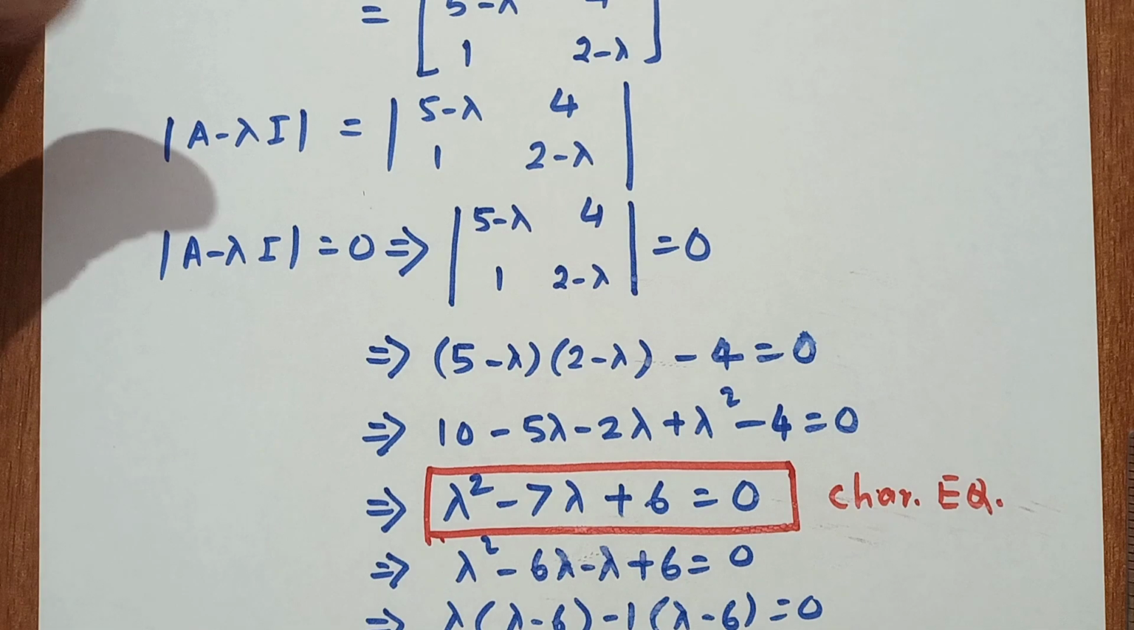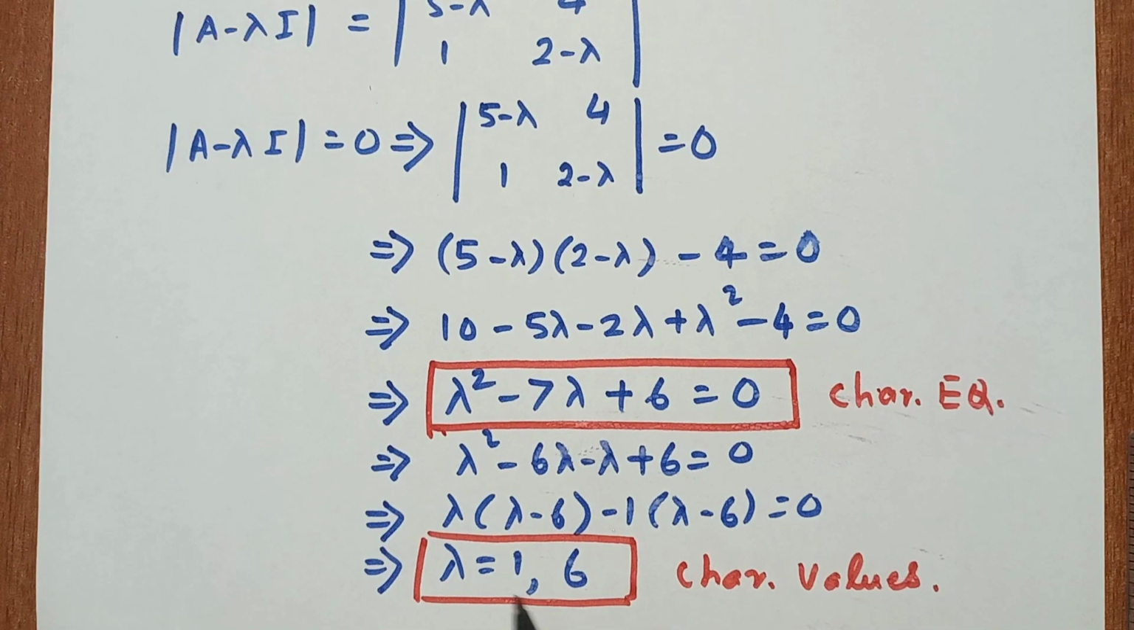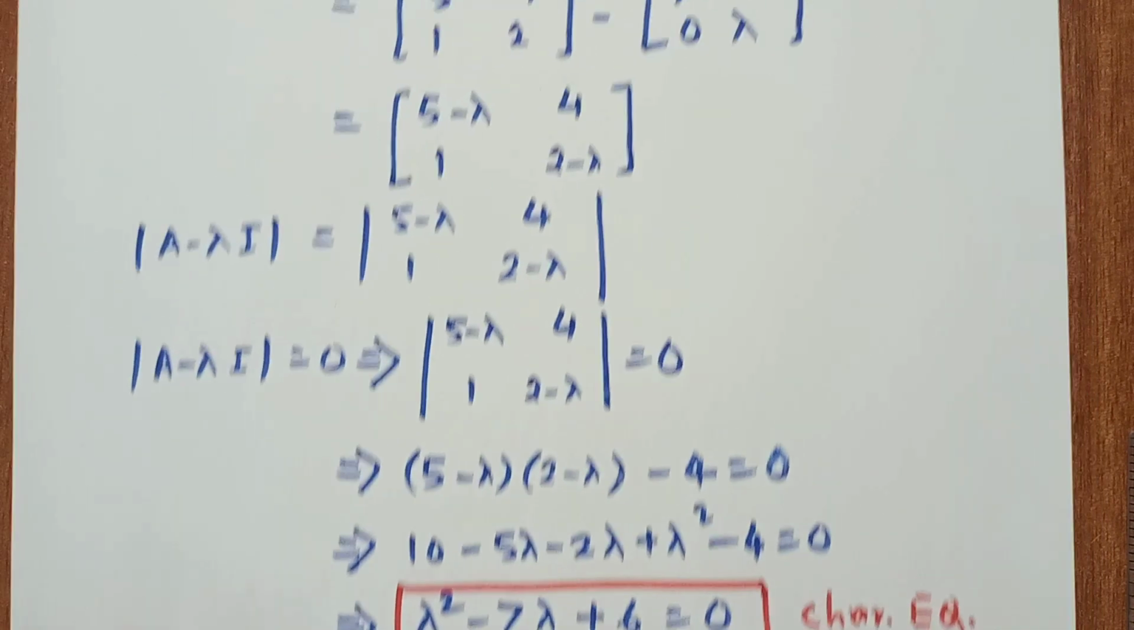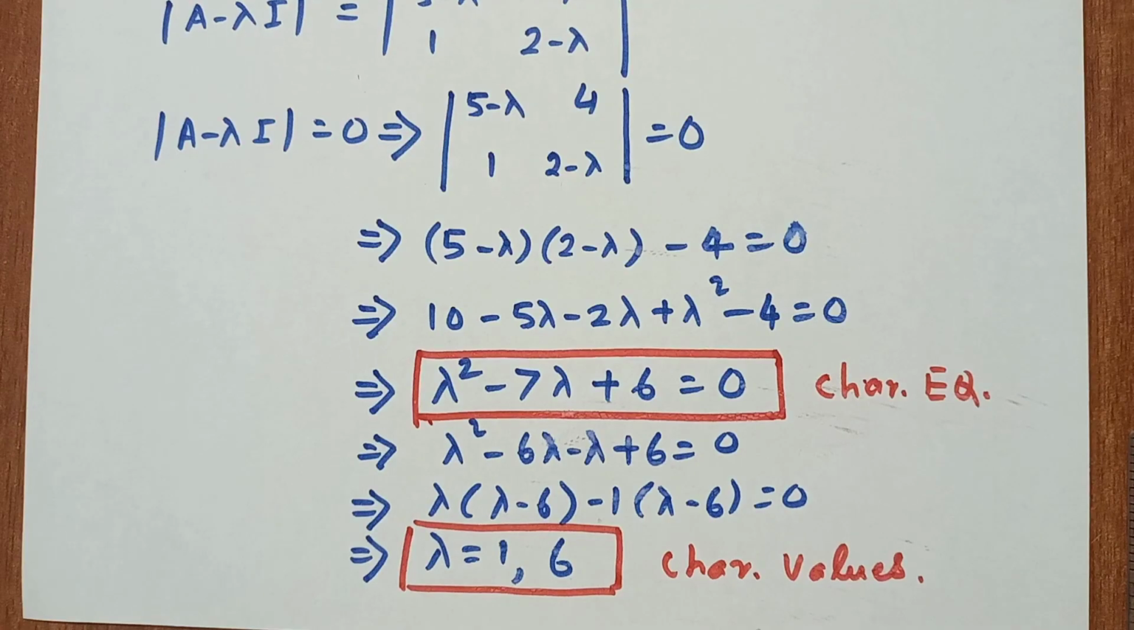So here the values of lambda are 1 and 6. These values are called characteristic roots, eigenroots, or eigenvalues. This is the simple method to obtain characteristic roots. Now, as we have calculated the eigenvalues, there are two values of lambda.